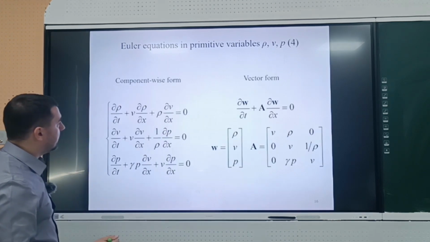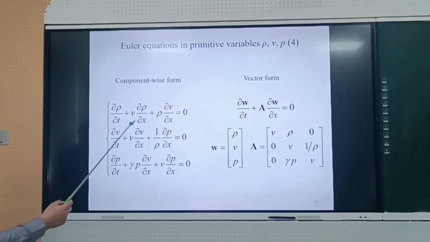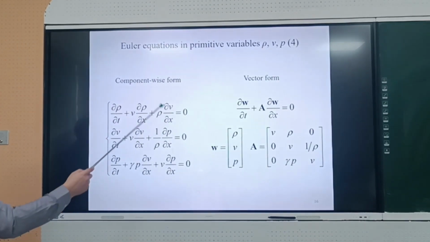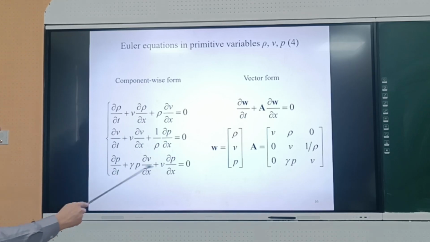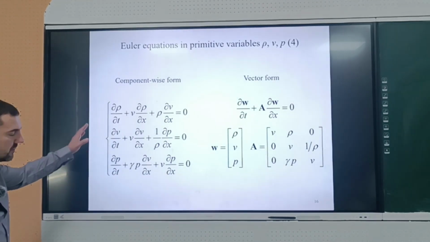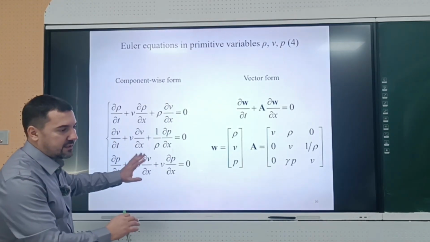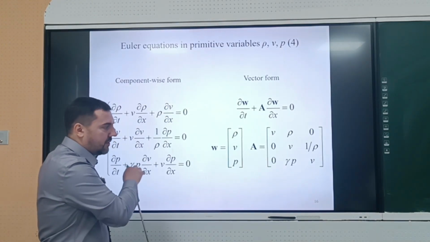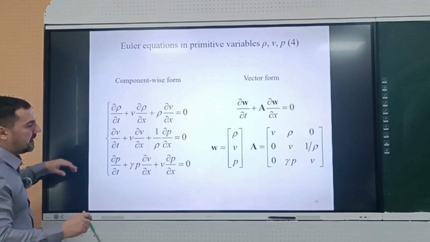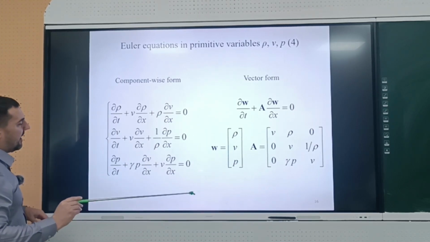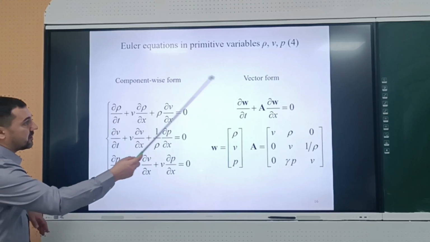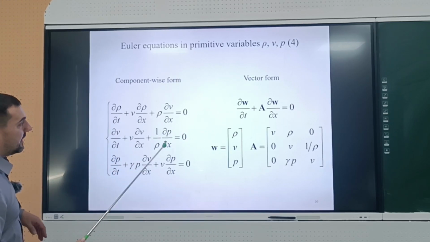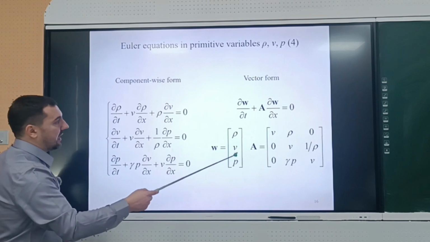Let's summarize. What did we get? The Euler equations in primitive variables, component-wise form: mass conservation law, momentum conservation law, and energy conservation law. Once again, these equations are just the same as the Euler equations we have already analyzed, but written in primitive variables. And we would like to use the vector form, matrix form. Then we introduce matrix A.